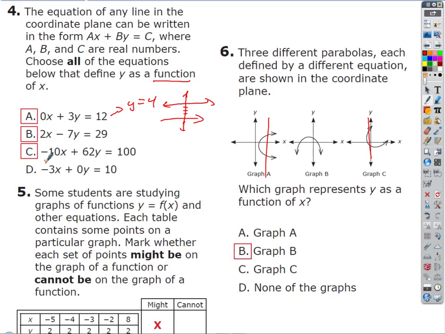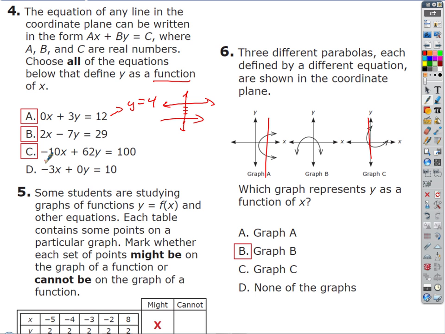Bottom one, if I solve that, I get x equals negative 10/3. Now what does that look like? That's a straight line. In what direction does it go? Vertical. So if it's a vertical line, does it pass the vertical line test? No. It doesn't, does it? So that's the one that's not a function. Vertical lines aren't functions. Okay?